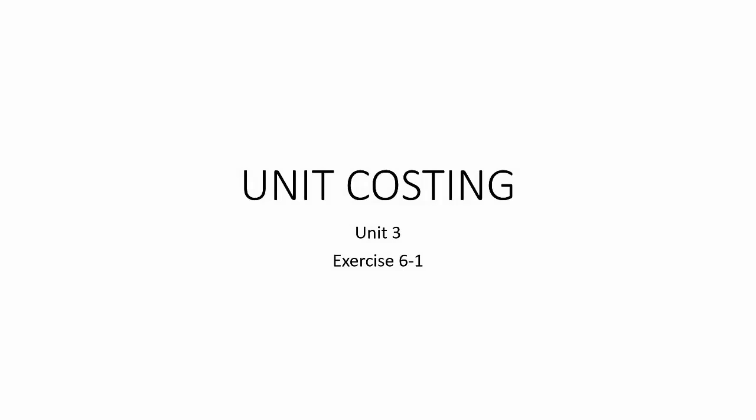Welcome to Unit 3, Exercise 6-1, Unit Costing. Unit costing is how we figure out the cost of one unit of all the ingredients we purchase to make the great creations we use in our kitchen. Of course, we rarely buy one unit at a time. We usually buy in bulk, and therefore it's very important to know what one unit costs to help us calculate the cost of recipes and selling price that much easier. So let's take a look at how we do unit costing.